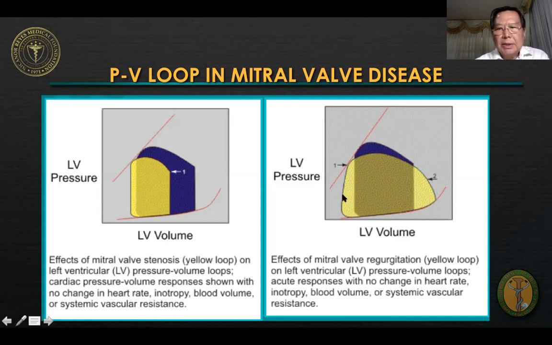So the ejection fraction towards the aorta is actually lower because part of the volume being ejected from the left ventricle goes two ways: into the aorta and the other one back into the left atrium.